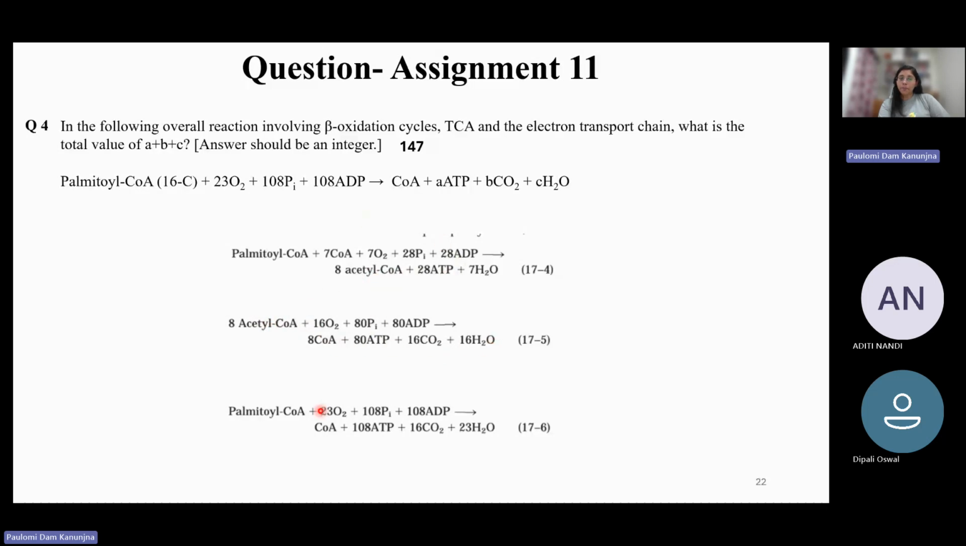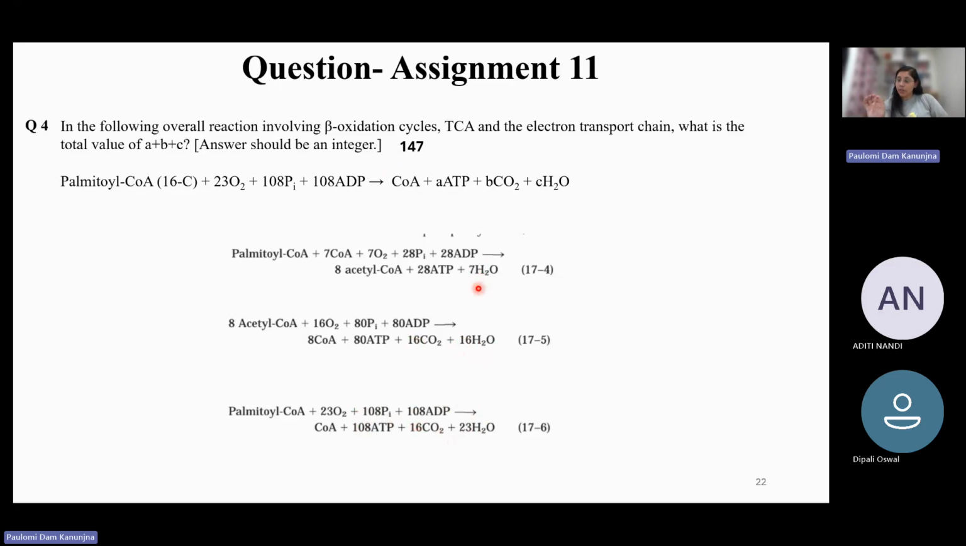So if you add them up together, you basically have 108 ATP, this 80 and this 28. This 80 comes from the acetyl coenzyme A. And 108 ATP, 16 CO2, which comes from the acetyl coenzyme A getting oxidized in the TCA cycle. And then you have 16 H2O here and 7 H2O from the first, from the beta oxidation step. So overall, you have A is 108, B is 16, and C is 23. A plus B plus C is 147.